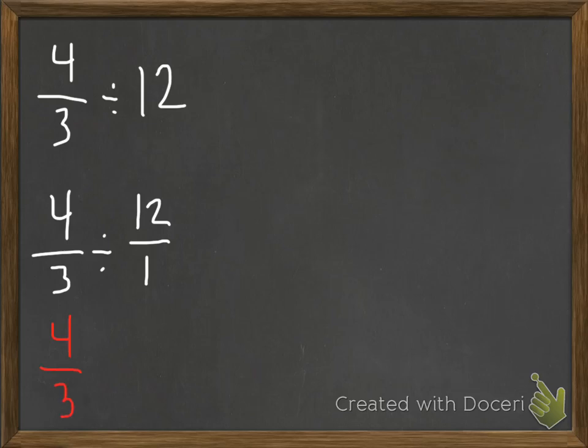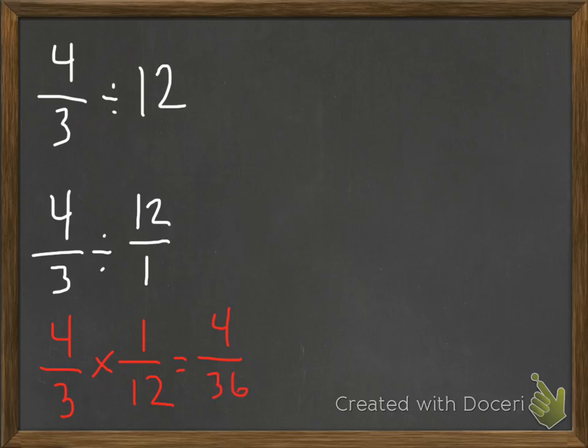Keep, flip, change. Now you can go ahead and multiply it. 4 times 1 is 4. 3 times 12 is 36.